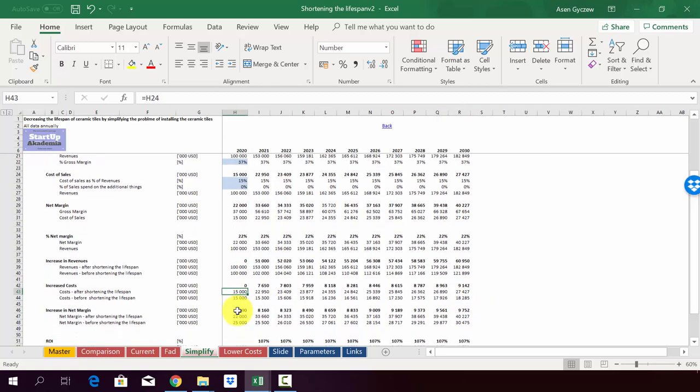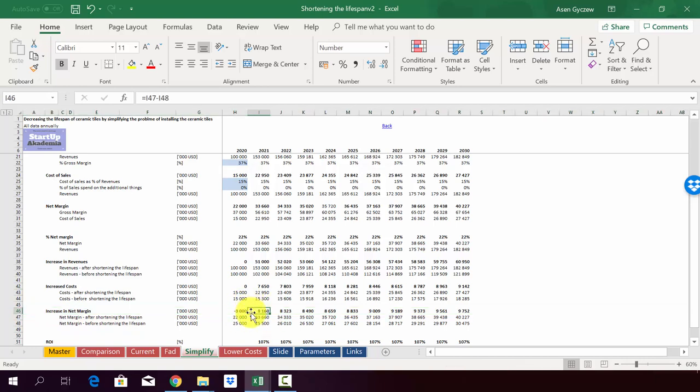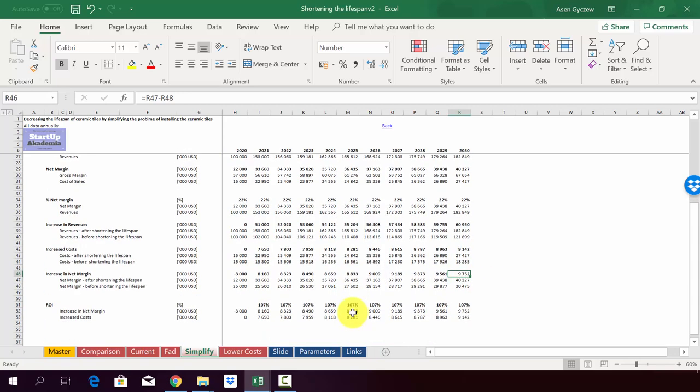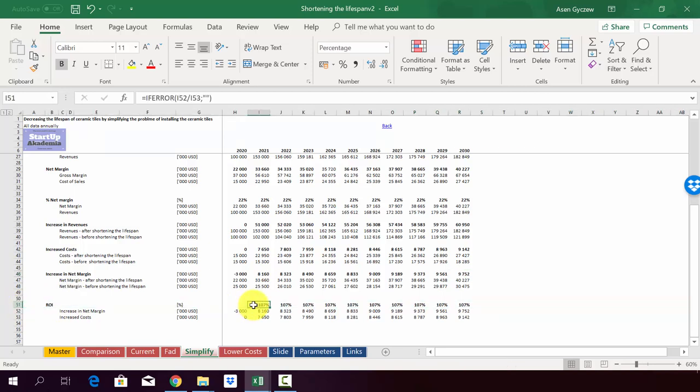Then when it comes to the net margin, we see an increase. So apart from the first year, we would get additional net margin of 8 million. And then in 2030, it would be almost 10 million. So the return on investment, if we calculate it in this way, would be 107 million. And it suggests that the cost is worth the result. Now let's compare all those three methods and see how they differ and which one is the best one.